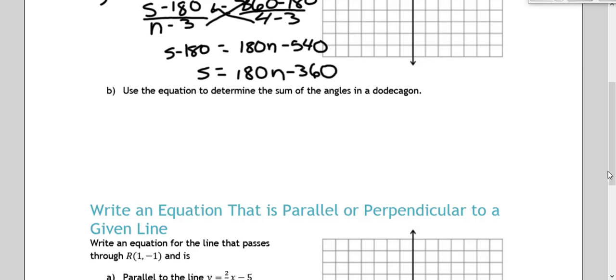Use the equation to determine the sum of the angles in a dodecagon. That is a 12-sided shape. So s is equal to 180 times 12 minus 360, which is equal to 1800.